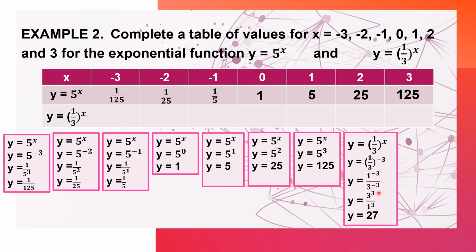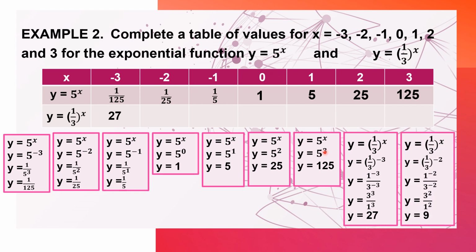So, 3 raised to 3 is equal to 27. 1 raised to 3 is equal to 1. So, 27 divided by 1 is 27. So, if our x now is negative 3, our y is positive 27. How about if x is negative 2? So, just change x here into negative 2.